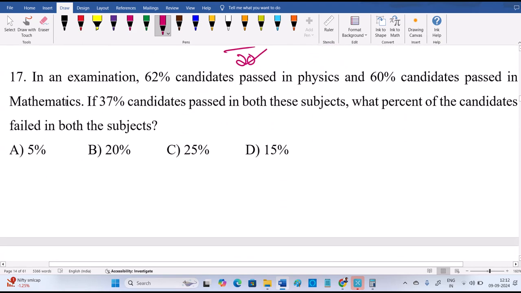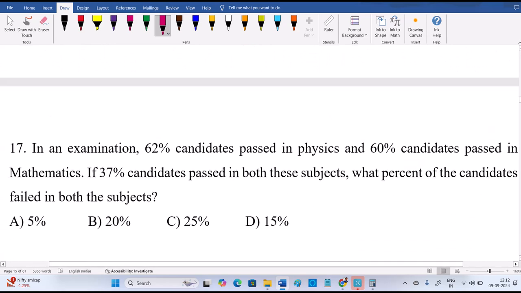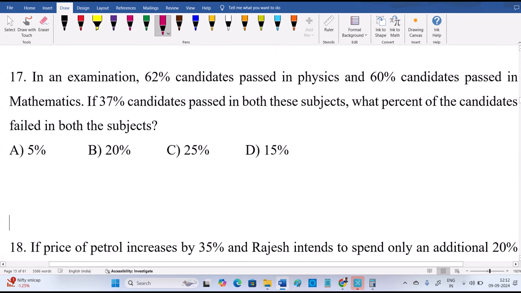Now, pretty much similar to that, we discussed one question, but not the same. A similar one we already discussed. Let us see how many of you can give the answer for the 17th question.